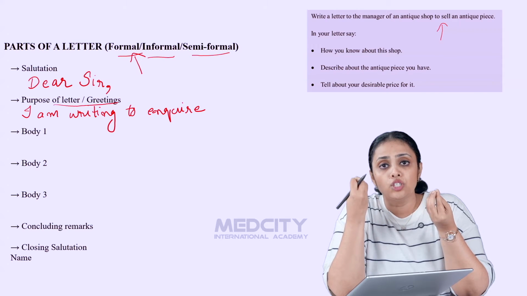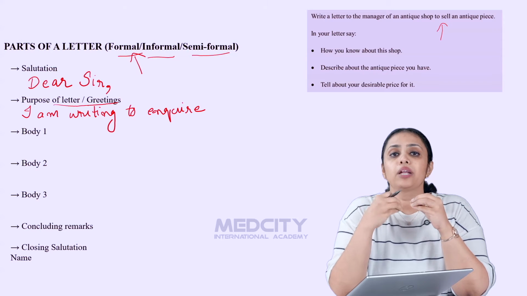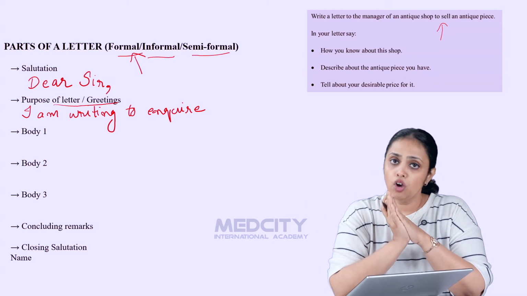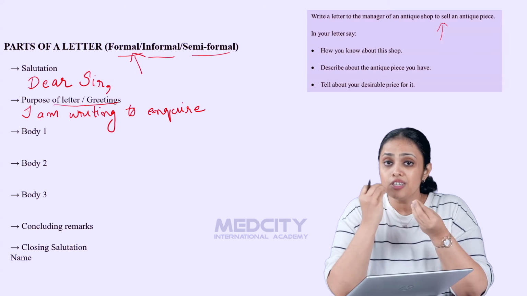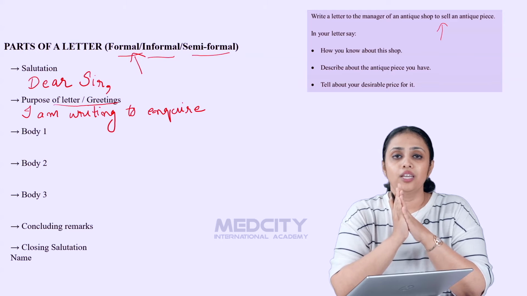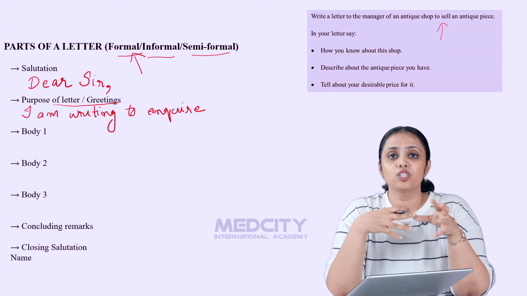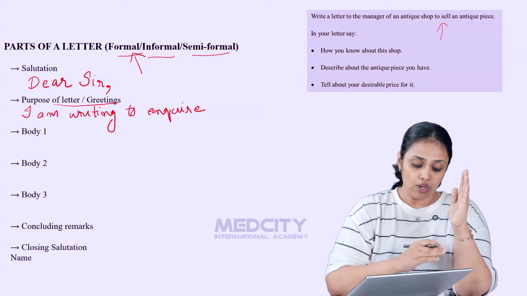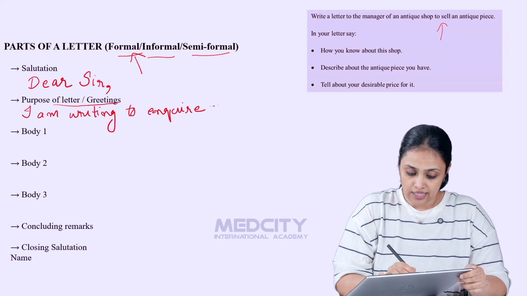Now suppose you are applying for a job, you can say that I'm writing this letter to apply for so and so post in your esteemed organization. So in the very first paragraph itself, you have to make it clear. It should be straight to the point. There is no place for small talk when it comes to a formal letter. Get into the matter straight. Okay, so I'm writing to inquire. You can start off like that.